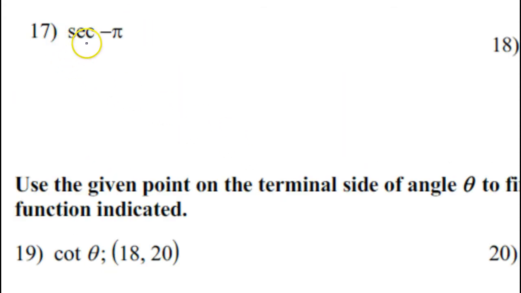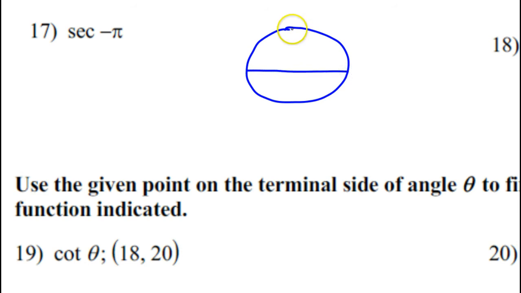Number 17 will be a little bit different, but easier, because negative pi is a quadrantal angle, meaning it lies on one of the axes. It doesn't fall in a quadrant. It falls right on either the x-axis or the y-axis. So that's called a quadrantal angle.